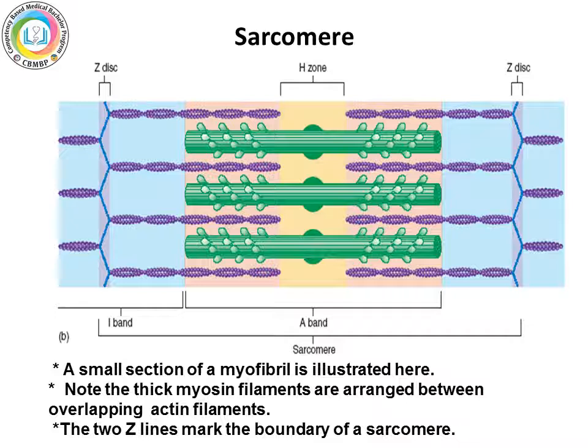Repeating sarcomeres longitudinally in the myofibril will produce striation. And a very important point about the sarcomere: it is the contractile unit of the skeletal muscle fiber, as we discuss in the next lecture, inshallah.